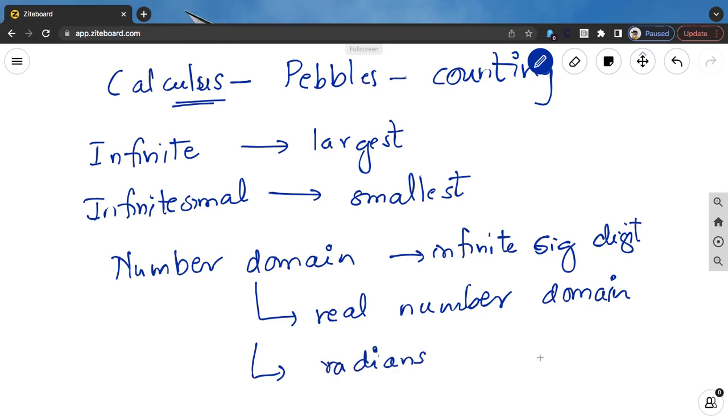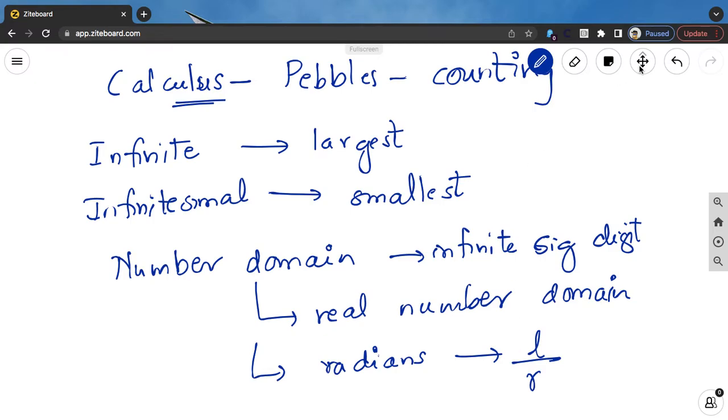Why? Because radian is defined as what? The length of arc divided by the radius, correct? That means the ratio of two quantities which can be measured in the real number domain to as many significant digits as possible, and hence the radian is in the real number domain. So all the quantities that we use in calculus are in the real number domain. It doesn't work in the integer domain, because in the integer domain I cannot go to infinitesimal changes.